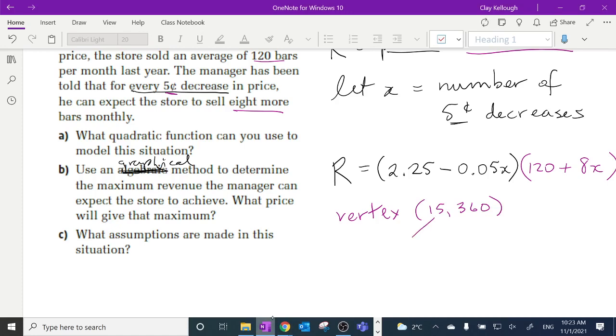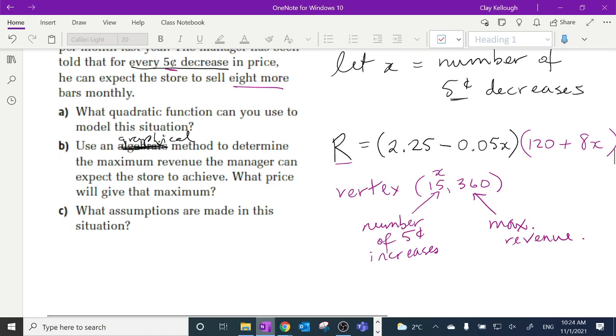This is the number, right? That's X, right? So that's the number of 5-cent increases. And 5 times 15 is 75 cents. So in other words, the best price to set it at is 75 cents more than what it was set at before. What does this number represent? Revenue, but not just any revenue. It's the highest possible. It's the maximum revenue.